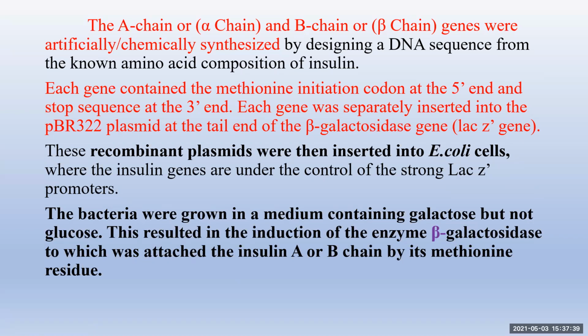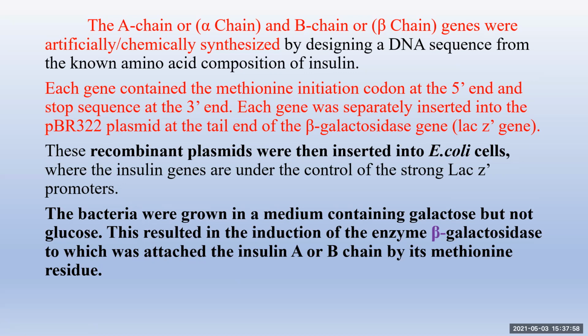So here we use an expression vector, pBR322, having the lacZ promoter. At the tail end of the lacZ promoter, we introduce the foreign gene, that means the A chain gene or the B chain gene separately. At the 5' end of the A chain gene, we have the initiation codon. At the 3' end, we have a stop signal.